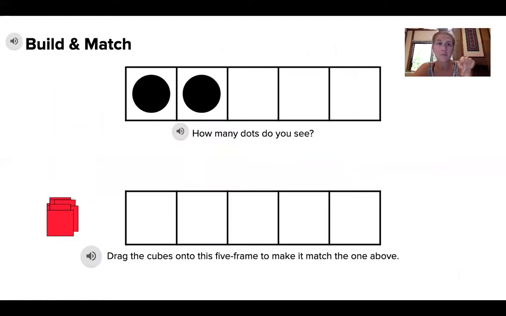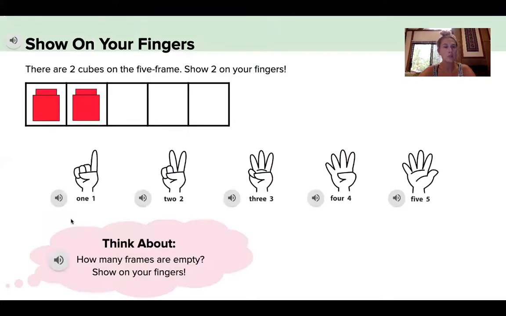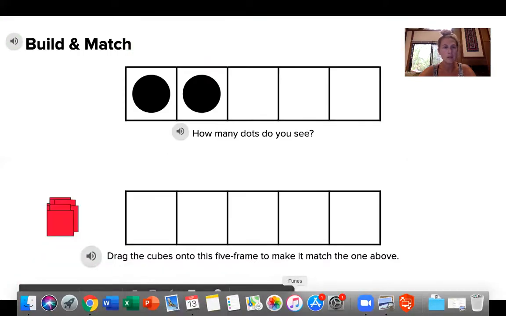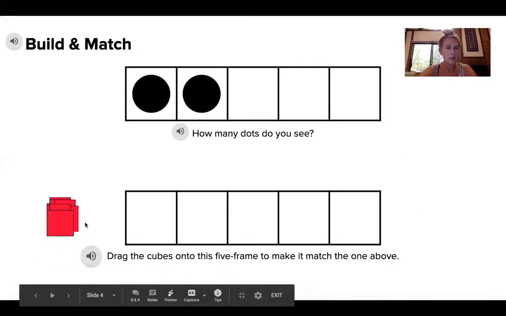All right. This one is called build and match, okay? So how many dots do you see in this first 5 frame? You can hold up your fingers. That's right, 2. And so what I'm going to do is I'm going to drag 2, if I can. Oh, will it let me? Here, drag. It won't let me, I'll show you here.